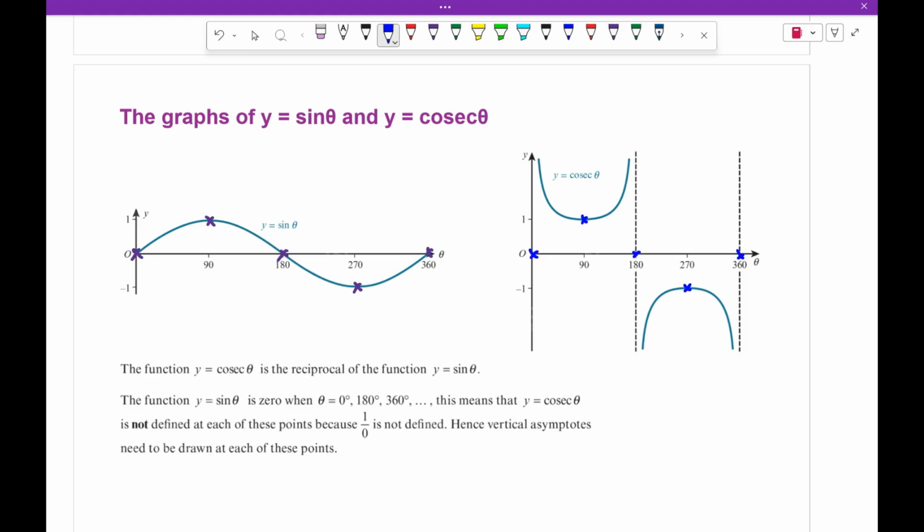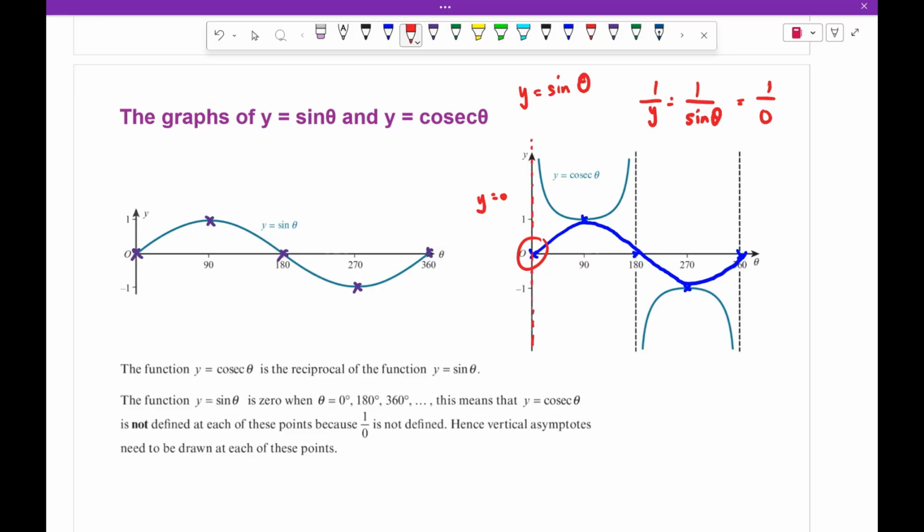Now, imagine that when I'm doing the reciprocal of a trigonometry function, I take the reciprocal at each of these places. For example, if y equals 0, because our y equals sine, that means 1 over y equals 1 over sine theta. If y equals 0, that results in 1 over 0, which is undefined. And that is the reason why we have an asymptote over here.